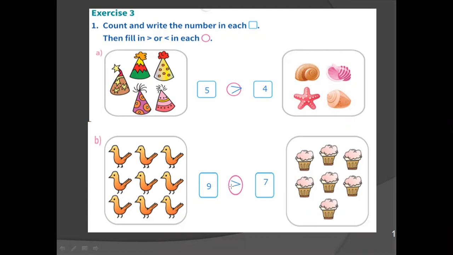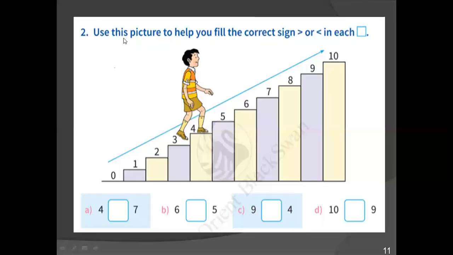Okay, the mouth which is open side will be greater. The mouth which has the sharper side will be lesser. Okay, now use this picture to help you fill the correct sign, greater or less, in each box.